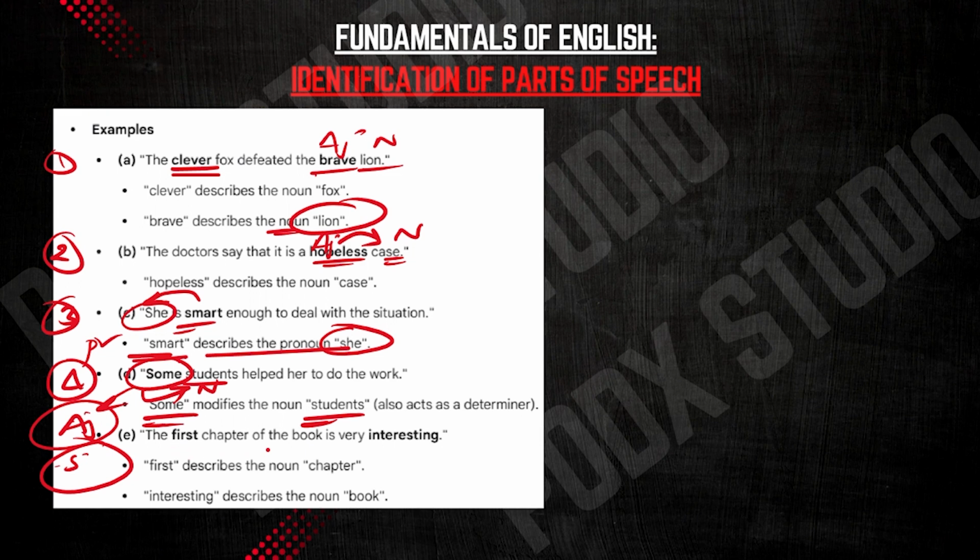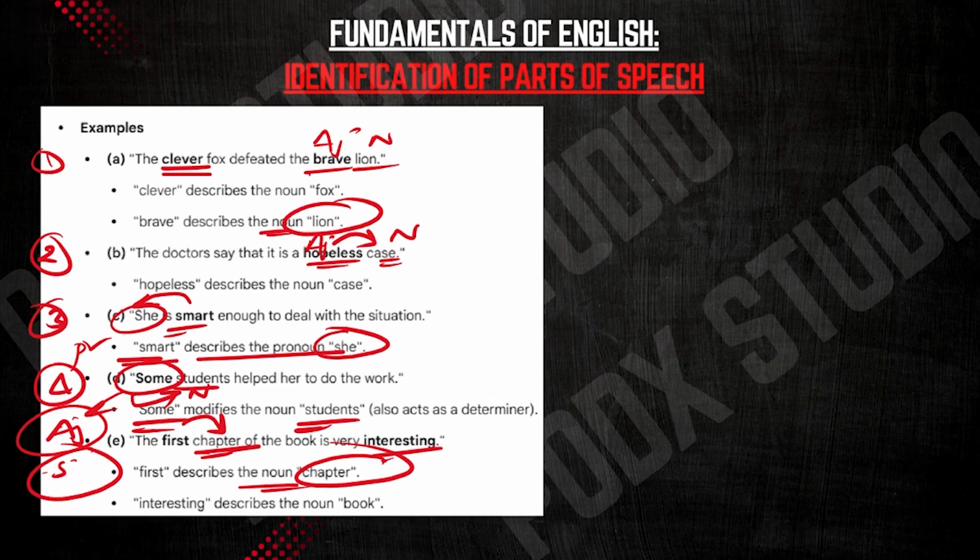The first chapter of the book is very interesting. Here the first describes the noun chapter. Here it is chapter and first is describing the noun. And here is again interesting, which describes the noun book. Book is a noun here again, and interesting is describing the book.